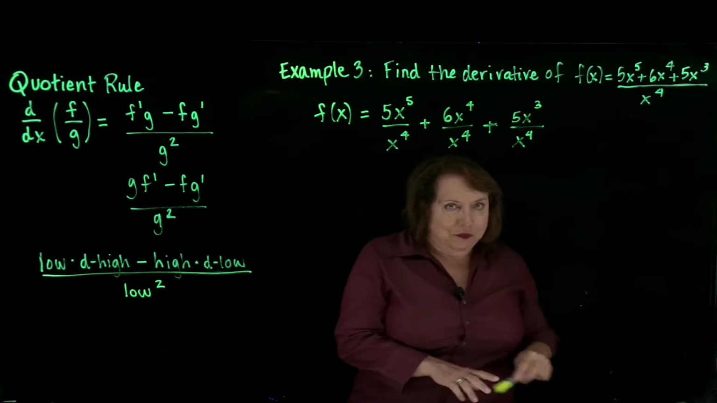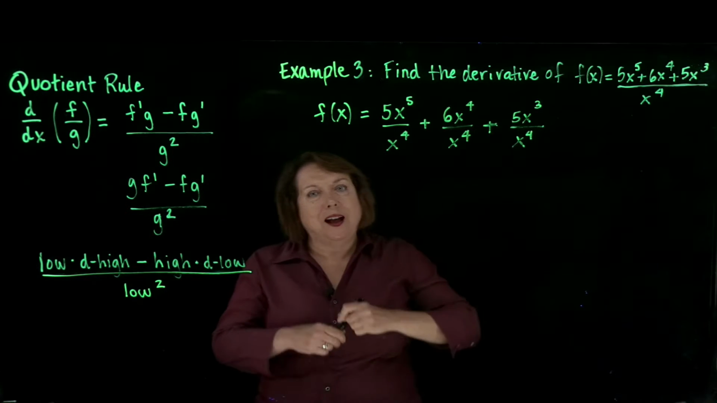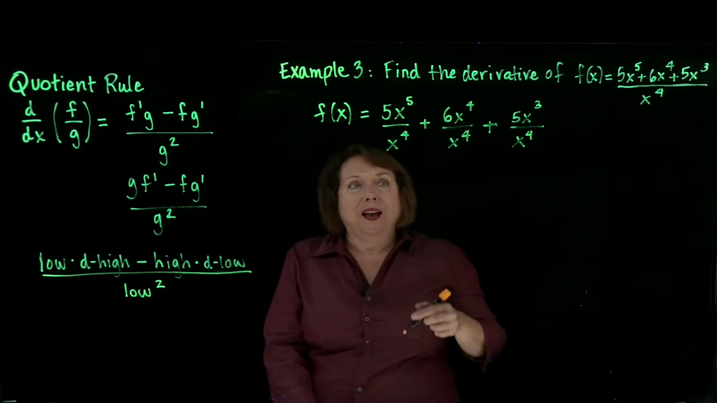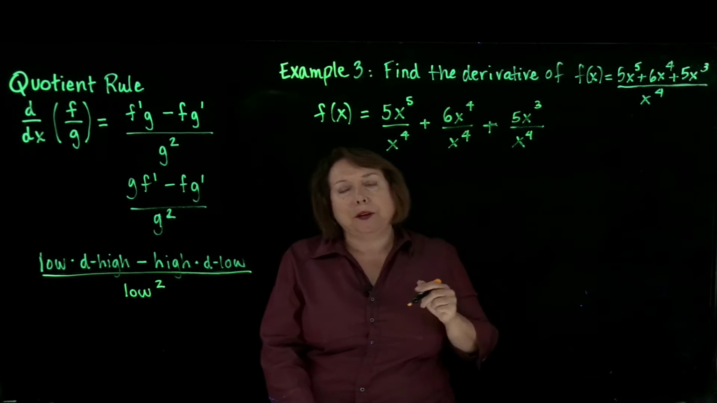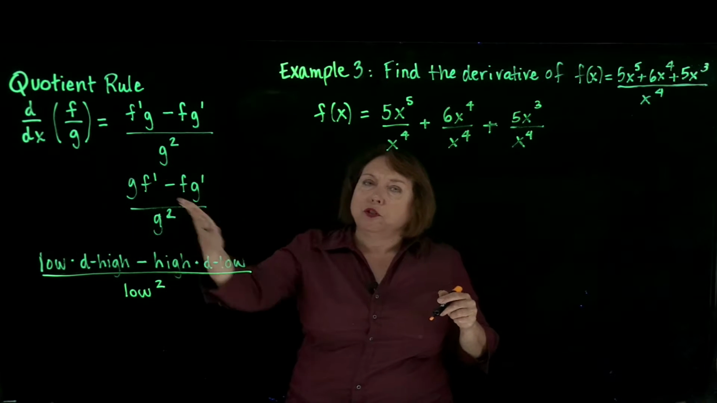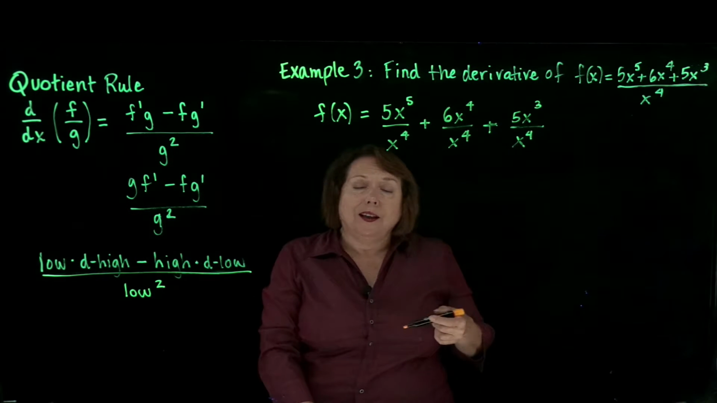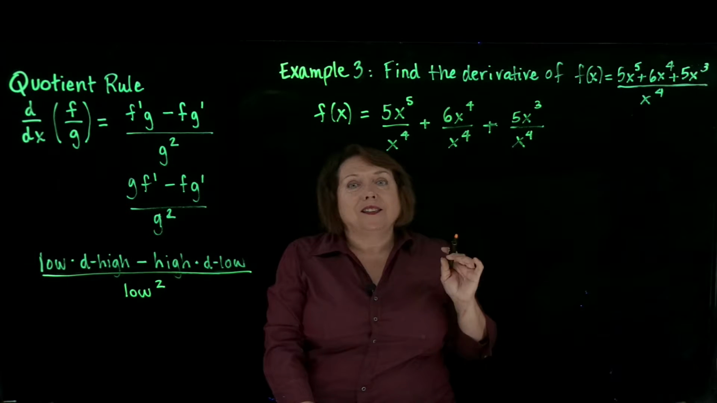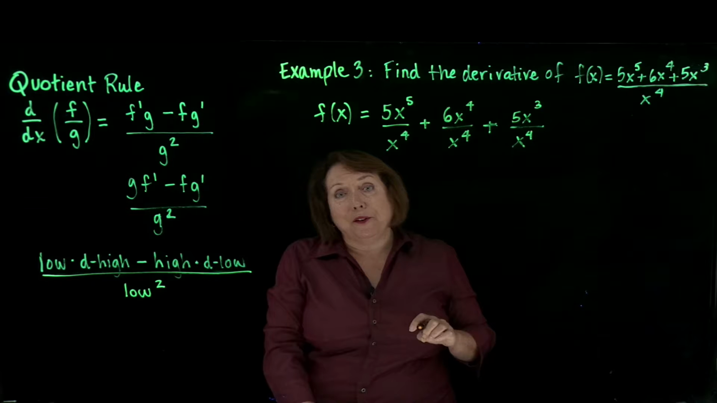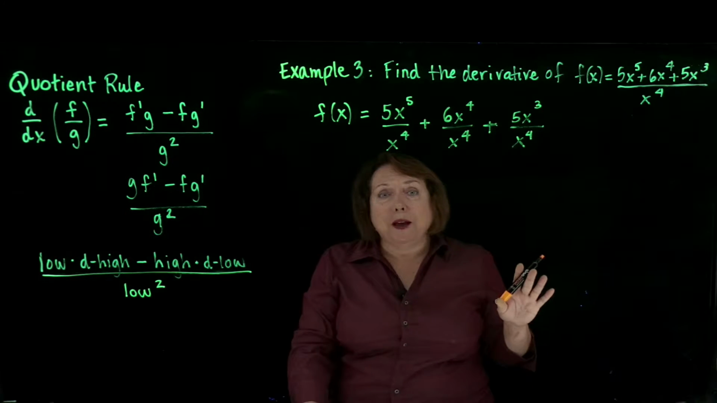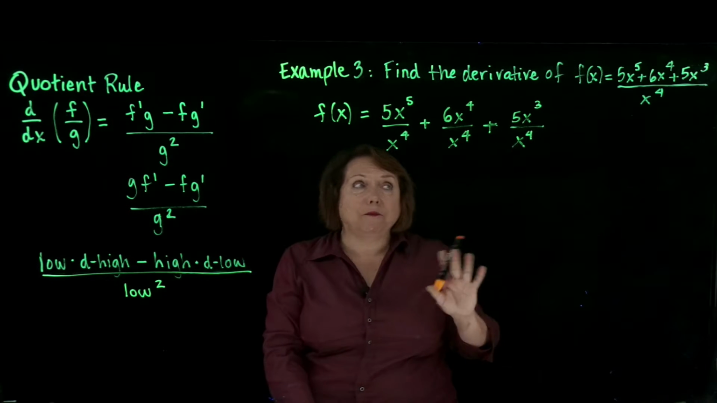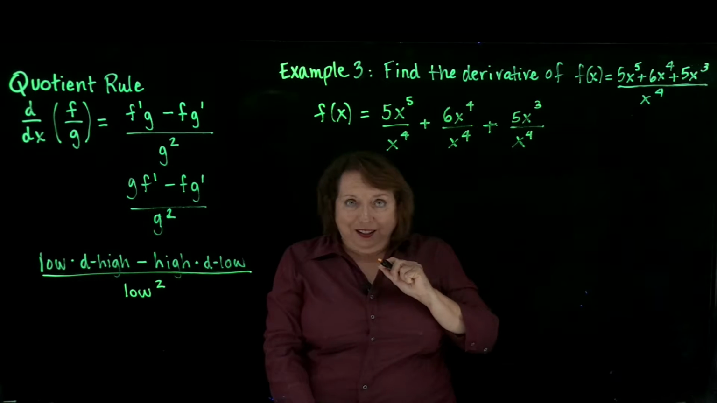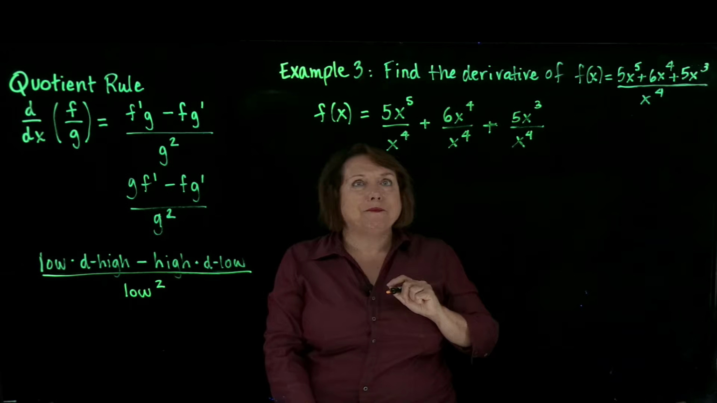So let's simplify this and then see what kind of method we will use to find the derivative. I prefer to simplify up front because the quotient rule has a lot of steps to it. The more steps a procedure has, the more opportunities to make an error. So the simpler the better when it comes to any kind of mathematics procedure. Simplifying up front is the way to go if you can do that.